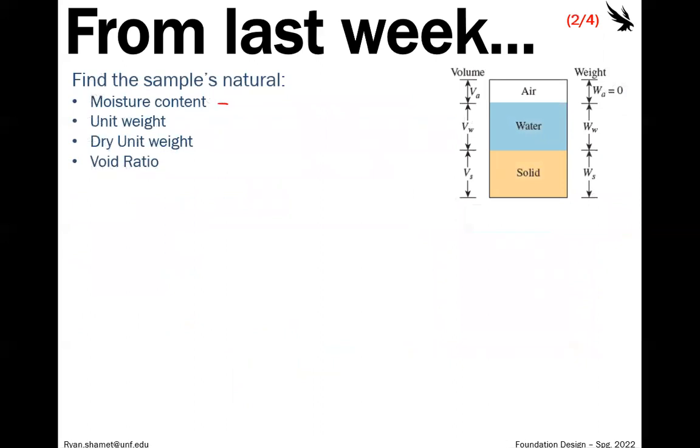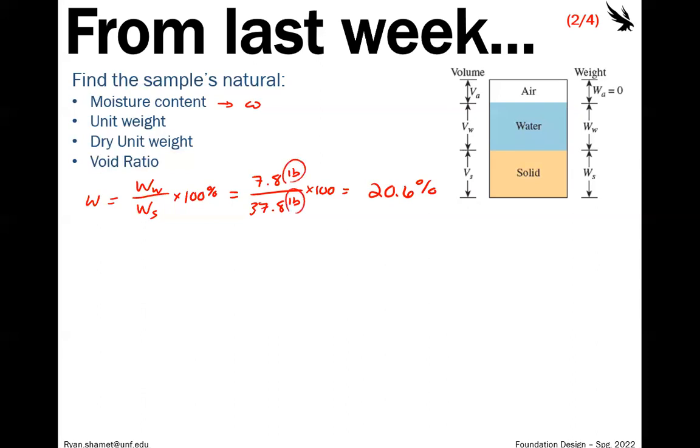The moisture content is shown by a little fancy W, like a sideways italicized W. For the moisture content, we know that is the weight of the water divided by the weight of the solid portion, and then we multiply that by 100 to put it in percent form. Previously we found 7.8 pounds of water and 37.8 pounds of solid material. Multiply that by 100 and we get 20.6%.